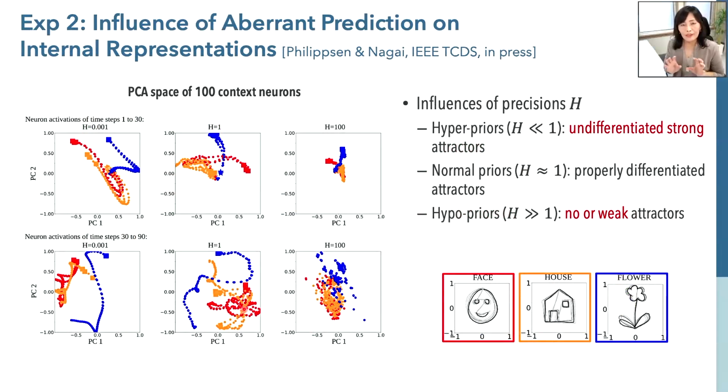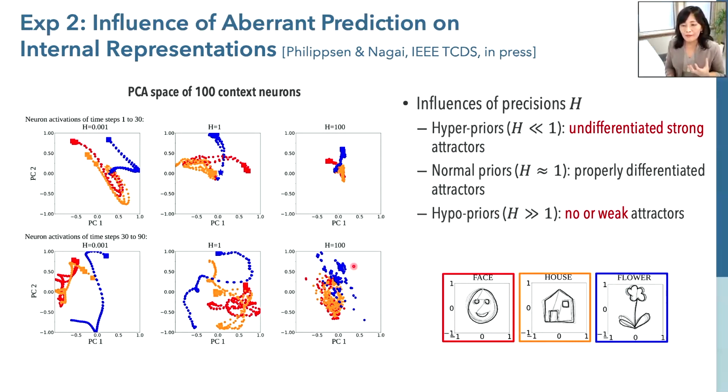These similarities between the outlines strongly impacted the internal representation of the hyper-prior network. You can see that the yellow and the red trajectories are completely overlapping. This is because the network had a hyper-prior, suggesting that the network strongly relied on its own internal dynamics. So slightly different patterns could easily be attracted to the stronger input patterns. That's why the house or car is often misinterpreted as a face.